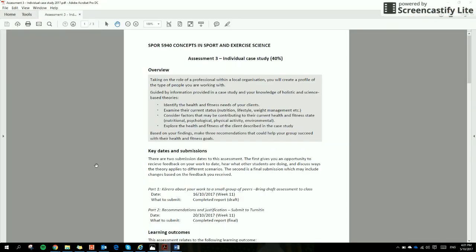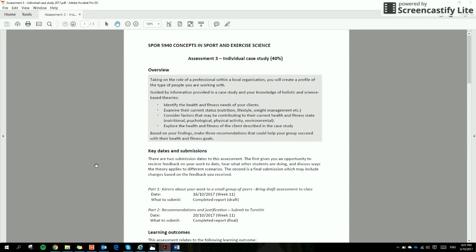Hi guys, so just want to go through the assessment and just give you a bit more guidance around it, especially for those of you that have missed the assessment tutorials. So assessment 3 is an individual case study. It's worth 40%, so it's really important that you know exactly what you need to do for it.